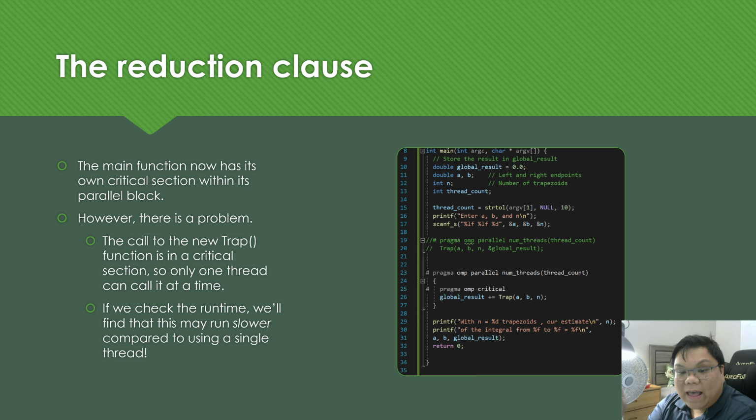The past times I've run this program, I could not get a speed difference, but you might get a slowdown. If you do, it's because the trap function is being called one thread at a time, when we ideally want the trap function to be called by every thread. But because we have defined this line of code as a critical section, trap is being called by one thread at a time. So how do we fix that?